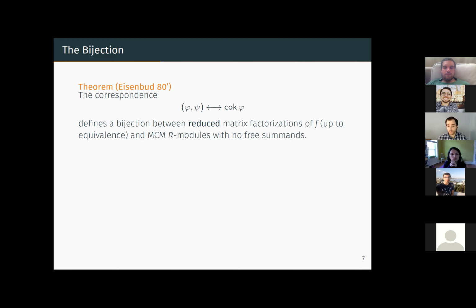You get a bijection between these two classes of objects. Better than that, you get a stable equivalence of their categories, but I won't say much about that. Okay, so this is the sort of starting point for Eisenbud. Recognize this bijection, and then goes on from there. What does this word reduced mean? We should talk about this.